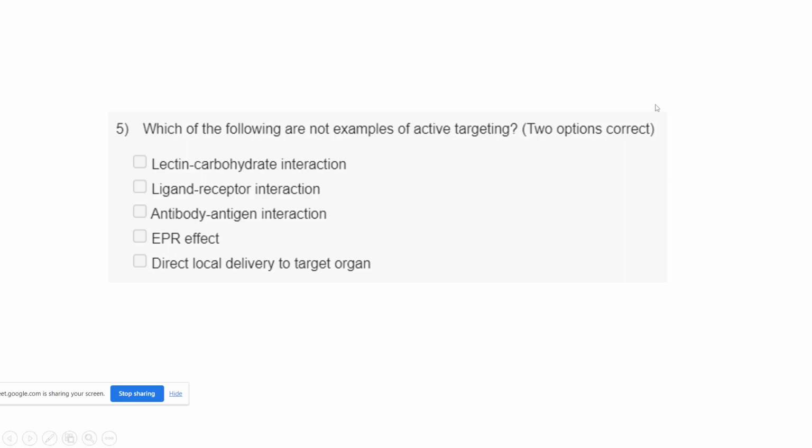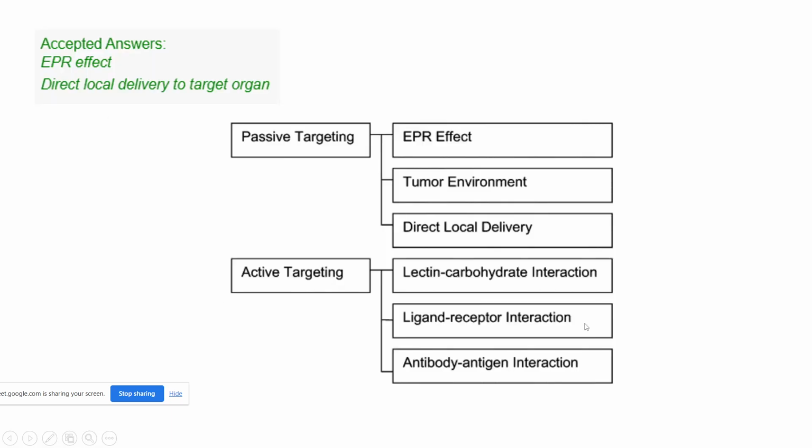Okay. So here the correct answer would be the last two options, as someone already said. This is the EPR effect and direct local delivery to target organ. Targeting could be either passive or active. In passive targeting come the EPR effect, tumor environment, and direct local delivery, where you are indirectly targeting these diseases or specific tissue or cell. But if you want to actively target it, you can use lectin carbohydrate interaction, ligand receptor interaction, or antigen antibody interaction.